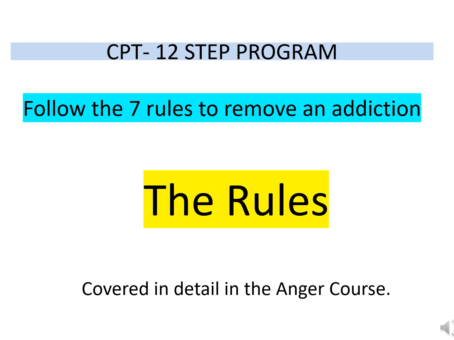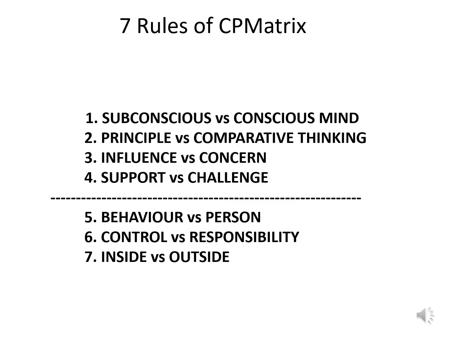But in any case, we'll have a look at the key points of the rules which affect addiction in this module. These are the 7 rules of the cognitive principle matrix, a summary of them. They come in pairs. The first word is the dominant one. The second word is the lesser. So in the first rule, subconscious versus conscious, the subconscious mind, driven through principles, and the conscience controls the ego or the experiencing self, which triggers the addiction.